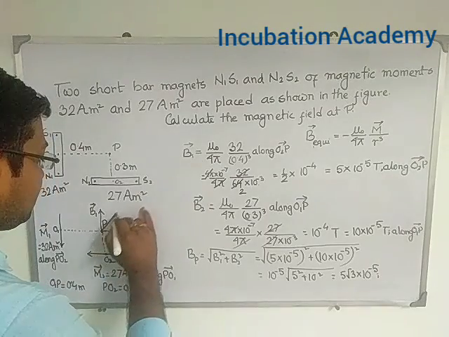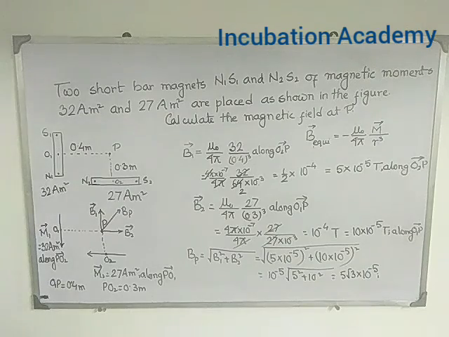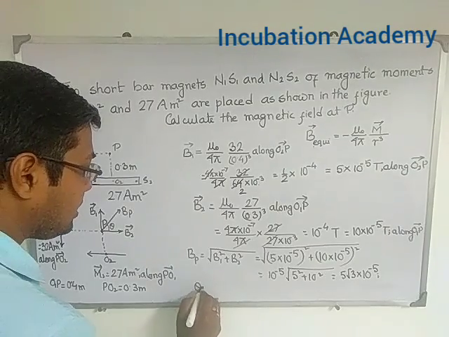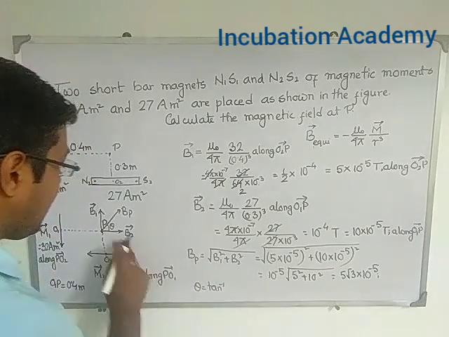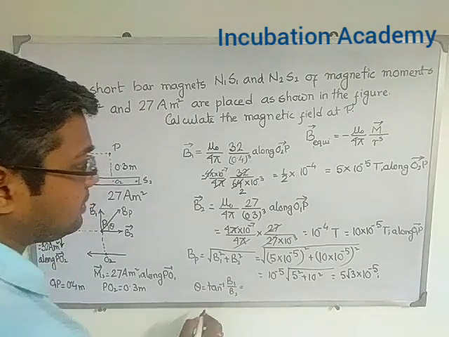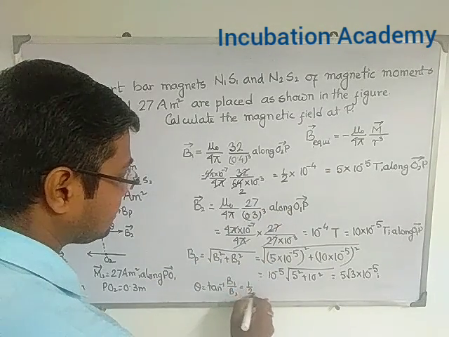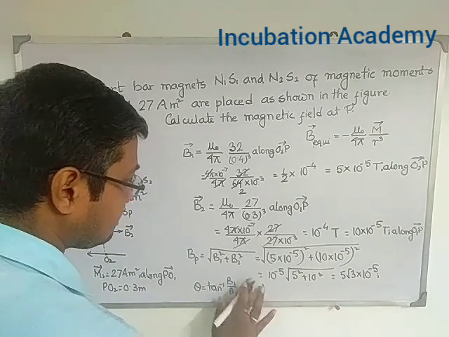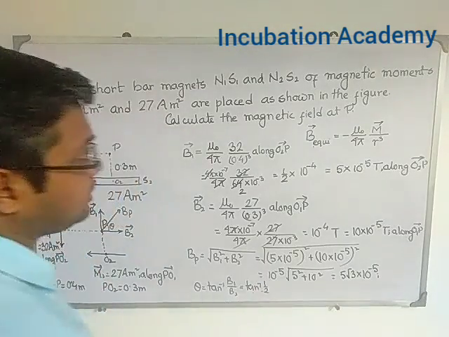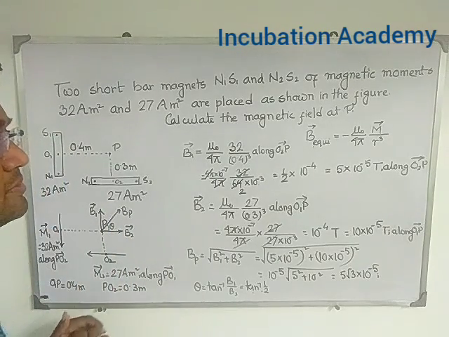That is the magnitude of BP. Now we have to find along which direction it points. If we say it is theta, then theta is equal to tan inverse of B1 divided by B2. B1 is 5, B2 is 10, so I can simply say it is 1 by 2. So it is tan inverse 1 by 2. So this is the direction, and that is the magnitude of the magnetic field at the point P in this configuration. Thank you all.